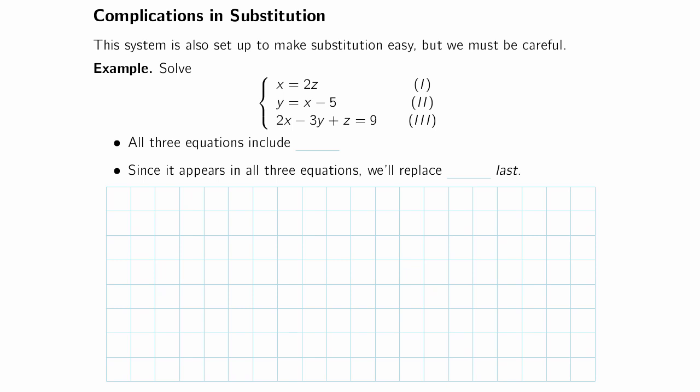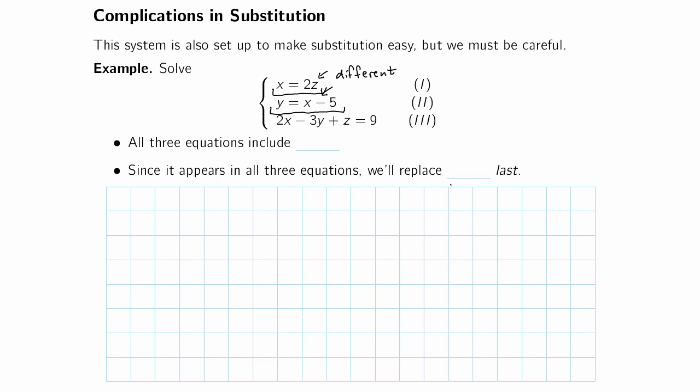This example looks quite a bit like the previous example, but it has a complication. In this system, we know the value of x in terms of z, but then we know the value of y, not in terms of z, but in terms of x. So we have a z here and an x here, and they're different. Which means that if we replace x by 2z and y by x minus 5, we'll still have two different variables in our equation, which is not what we want.